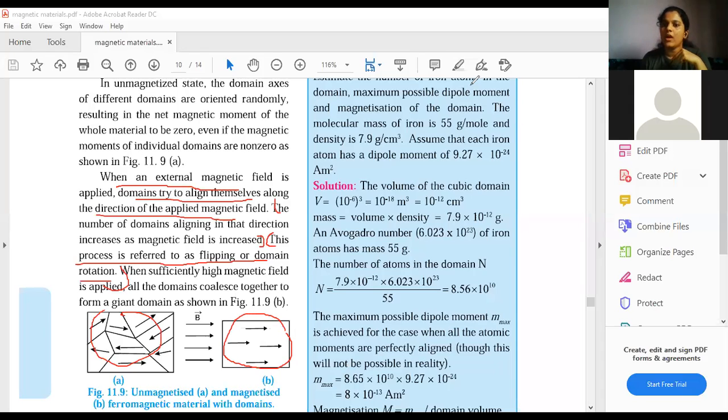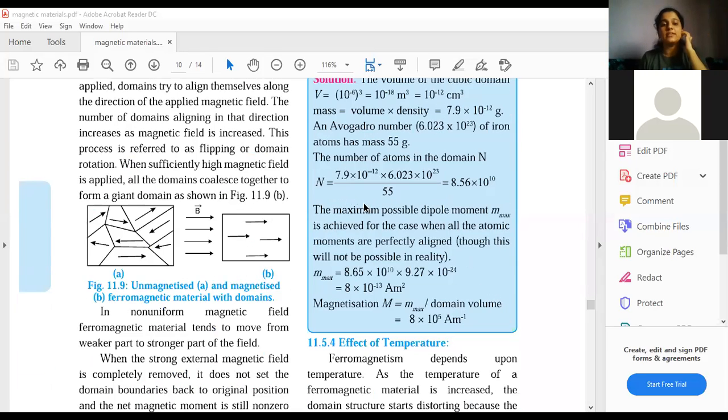And the last point is what I just discussed: everything will combine to form one big domain. All the small domains will align themselves to form one big domain. Now, this was one thing that makes ferromagnetic materials different from paramagnetic materials.